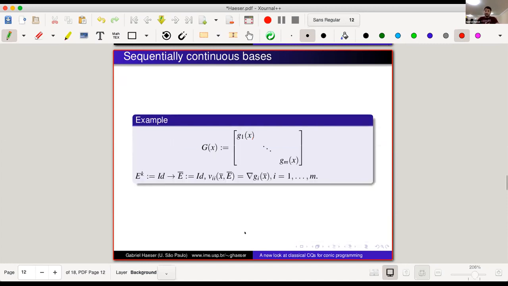In the diagonal case, you simply choose the diagonalization equal to the identity. So the limit is also the identity. It's the only continuous basis. And then when you compute the derivatives, it's simply the gradient. So weak non-degeneracy is the same as LICQ when you put it in the diagonal case.